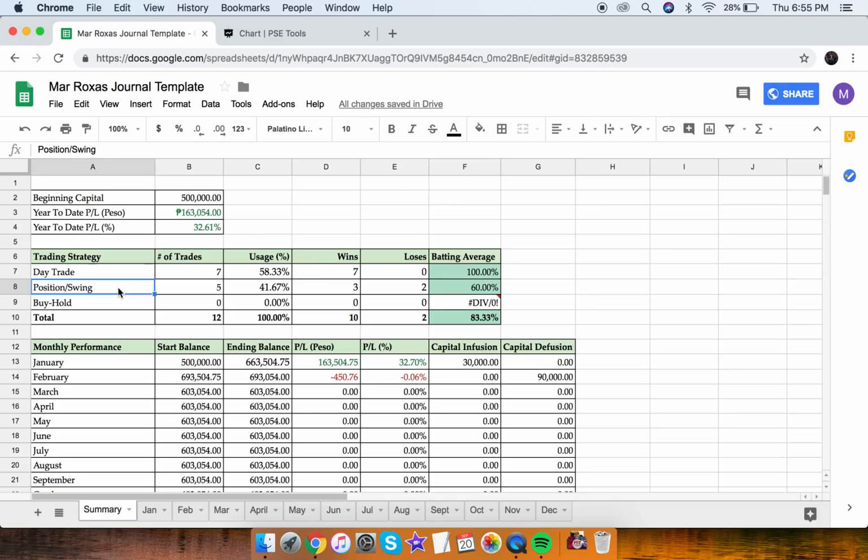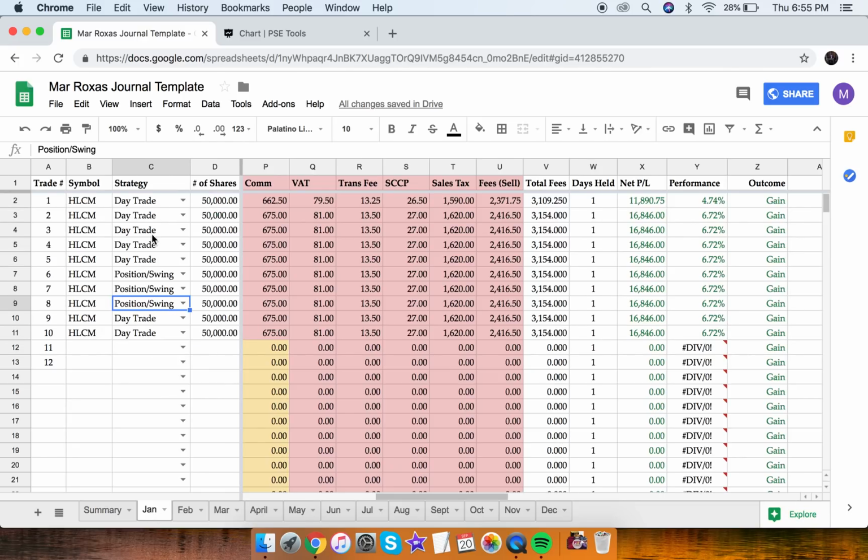Position trade, sabihin natin, 1 week, 2 weeks, or 3 weeks to a month. Buy and hold, that is for longer term investment, maybe more than a year, 6 months, or 2 years, or 80 years, bahala ka. So, yun yung definition ko ng buy and hold. Ngayon, sa January, sinabi natin na we have made 10 trades, 5 of whom are day trade, tatlo is position swing, and dalawa nag-buy and hold. So, that is a total of 10 trades.